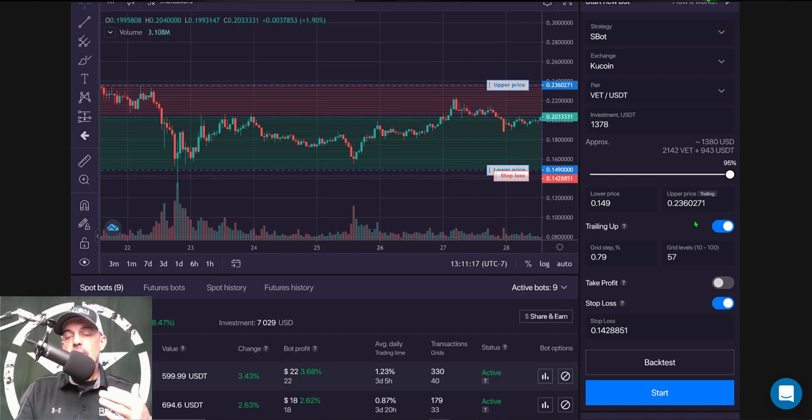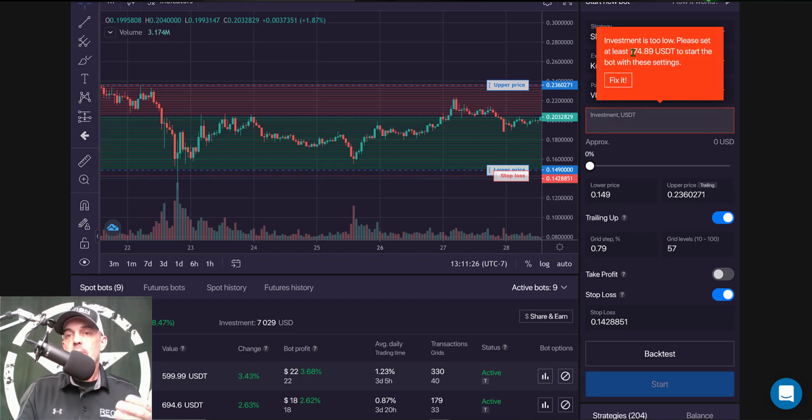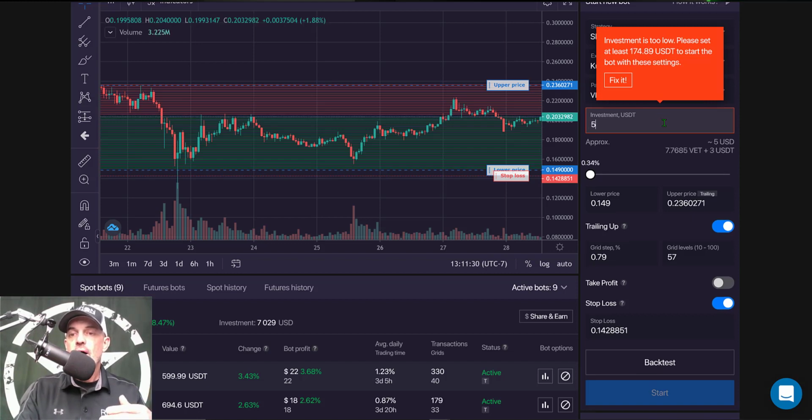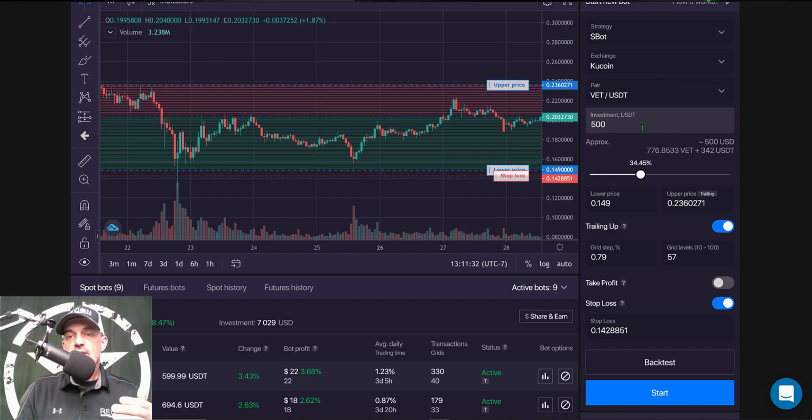So now I have pretty much all my parameters set. I need to determine how much ammo I want to give this bot, and it tells me the minimum I need to give it is $174. However, I'm going to give this bot 500 USDT.